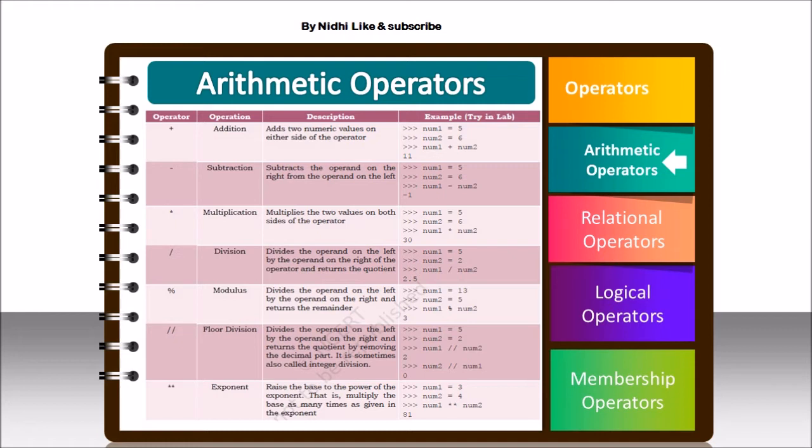Next is exponent. Exponent means power. So raise the base to the power of the exponent, that is, multiply the base as many times as given in the exponent. So see here, num1 is 3, num2 is 4. So num1 exponent num2 means 3 raised to power 4, that is 81. So you can test it.